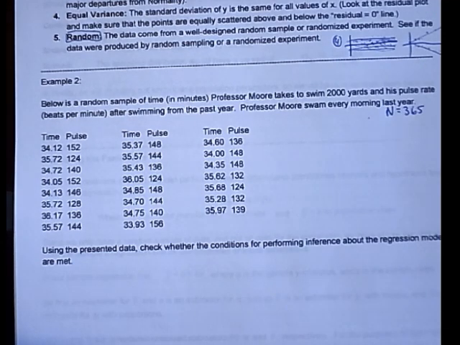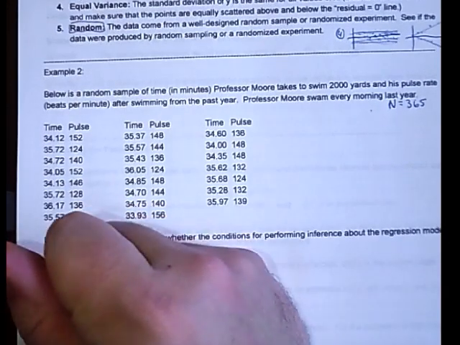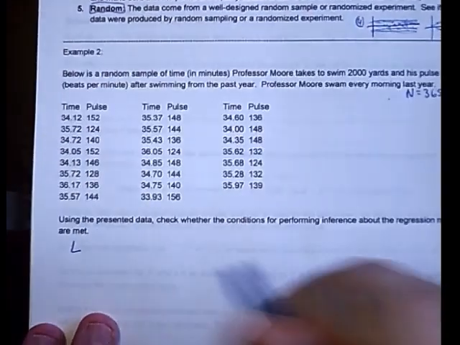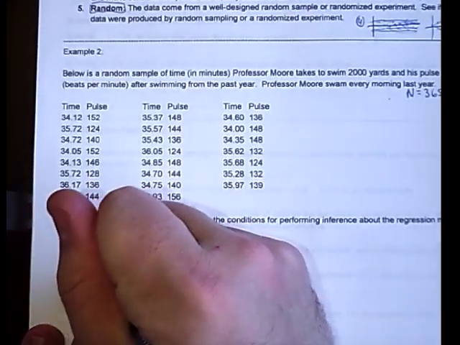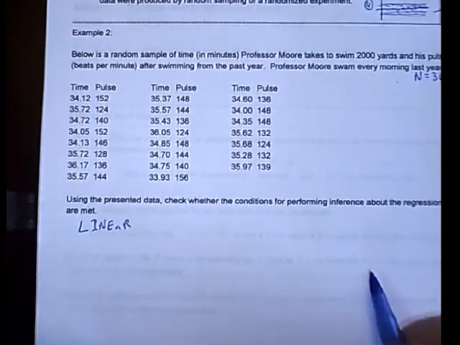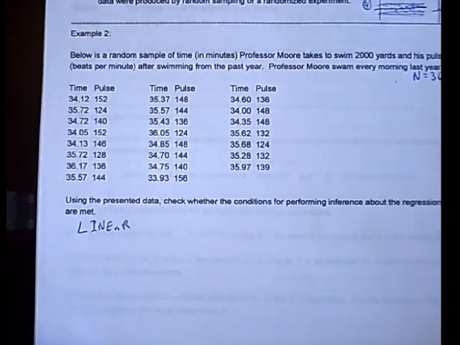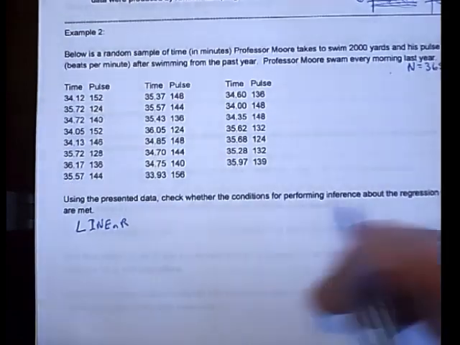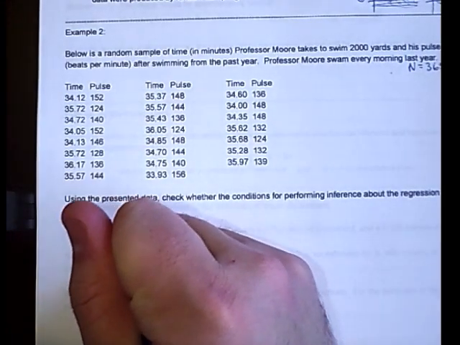So it says, using the presented data, check whether the conditions for performing inference about the regression model are met. So I need to follow my linear conditions here. There's no A condition, so I just like to make that a lowercase. So number 1, I need to make sure the data appears linear.